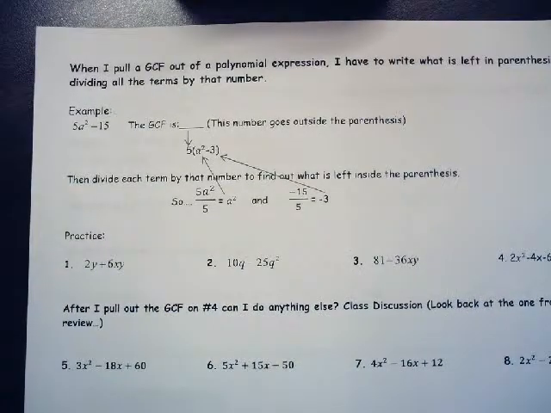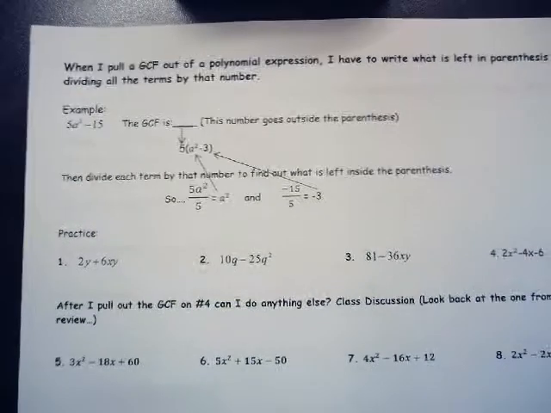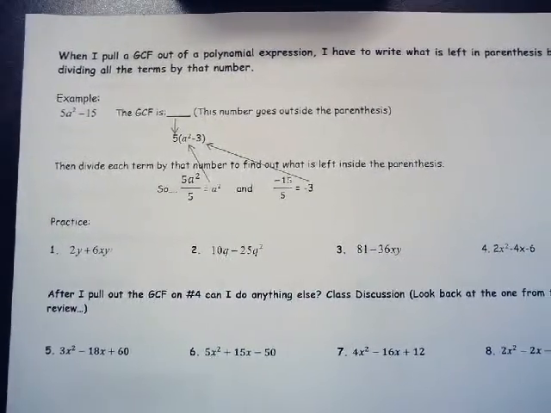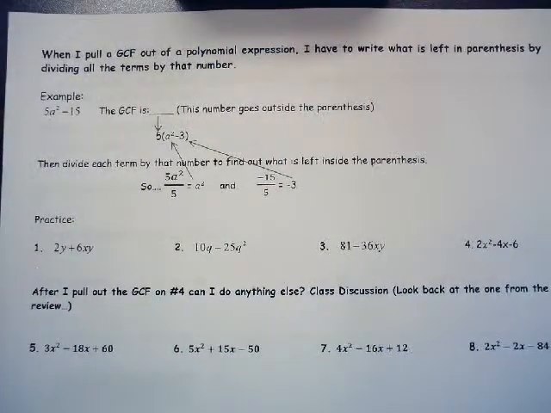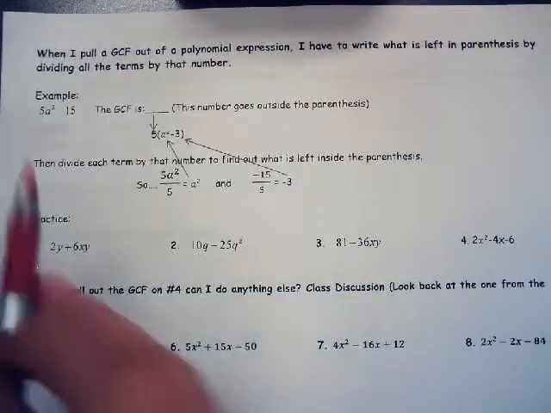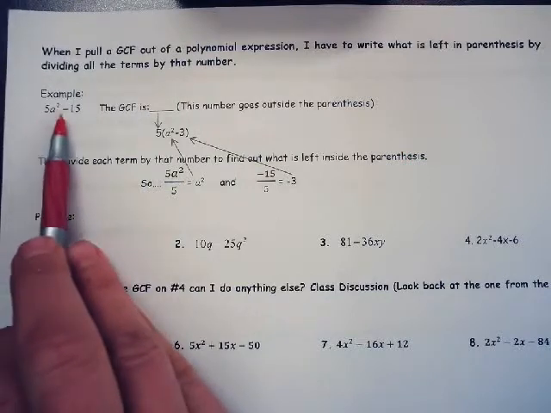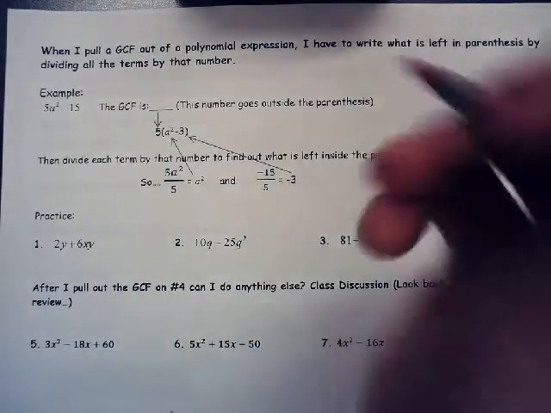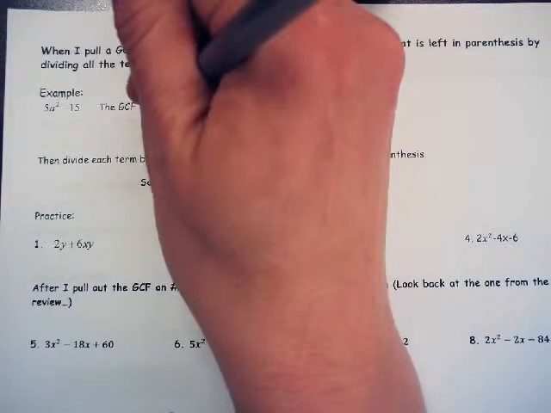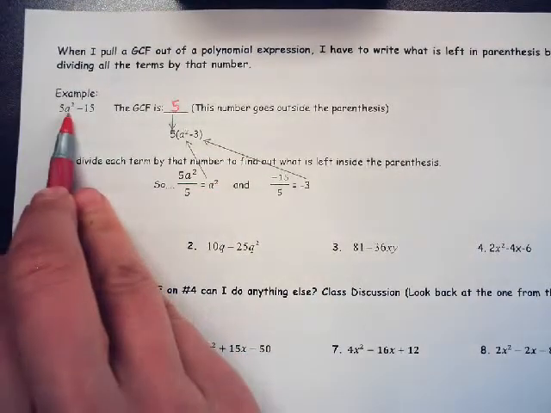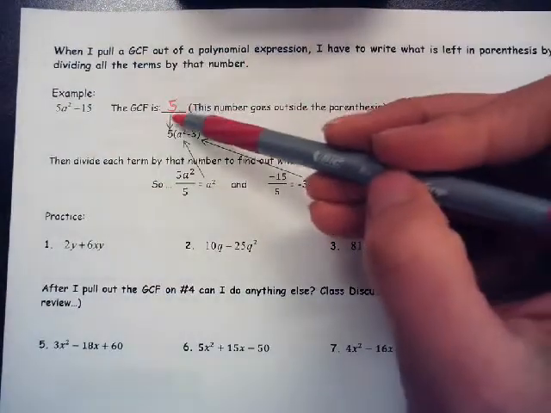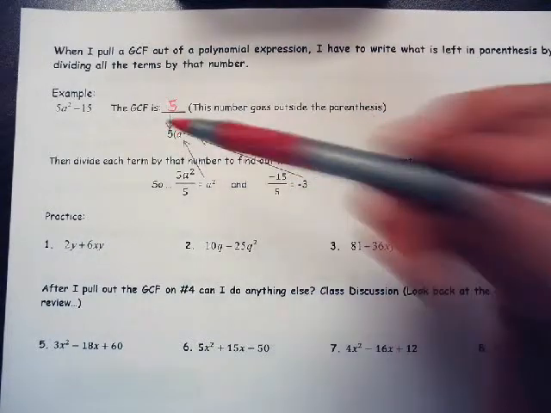When I pull out a greatest common factor out of a polynomial expression, I have to write what is left in the parentheses by dividing all the terms by that factor, by that number. So here's an example. If I had 5a squared minus 15, the greatest common factor here is 5. So if I'm trying to factor this, I would write 5 out front of the parentheses here.